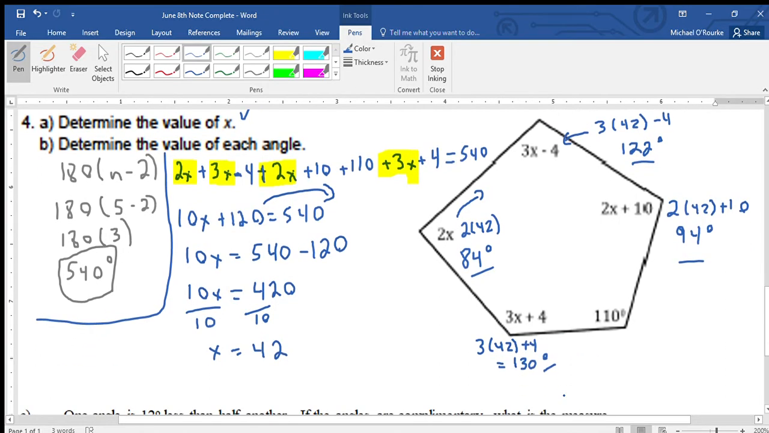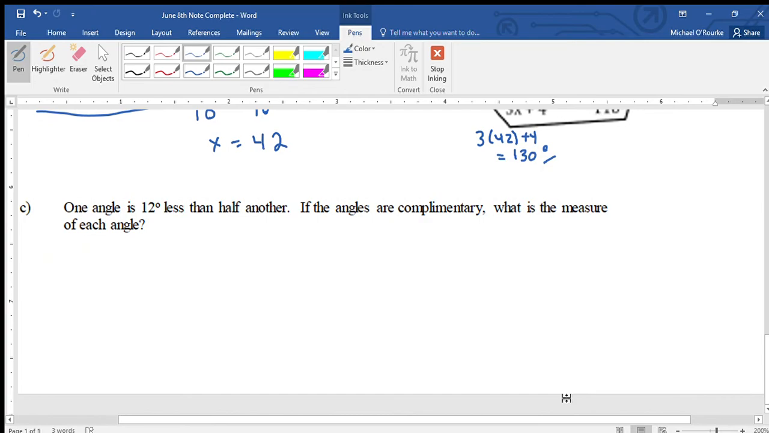So, last question. Here's kind of a word problem one to kind of get you thinking. So one angle is 12 less than half another. Okay. If the angles are complementary, okay, so complementary means what? 90 degrees. What are the measures of each angle? So we know that these both add to 90. So I have two angles that add to 90. One's 12 less than half the other one.